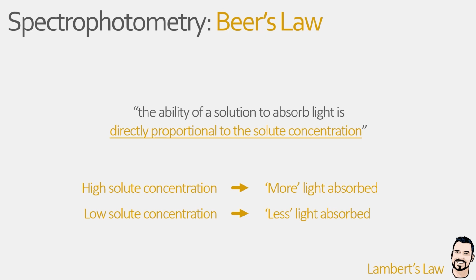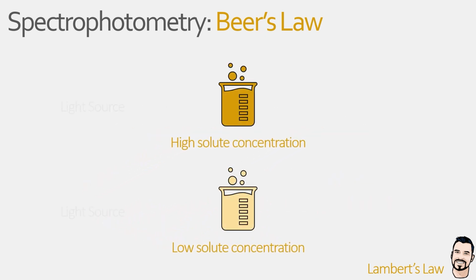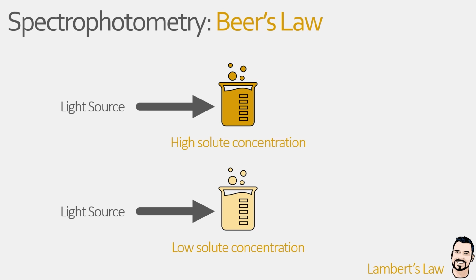And so to see this visually, here we have a light source shining through two different solutions. One has a high solute concentration and therefore it appears much darker in appearance compared to the solution that has a low solute concentration. Now, as our light passes through the high solute concentration solution, more of the light is absorbed by the solute, meaning less light passes through the solution, resulting in less light being detected on the other side.